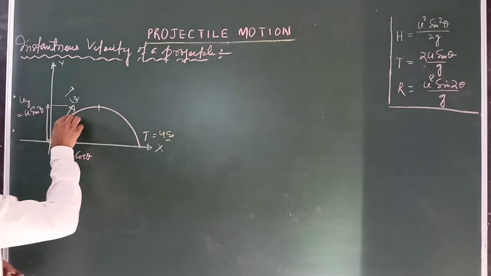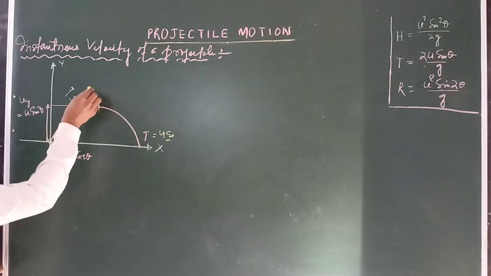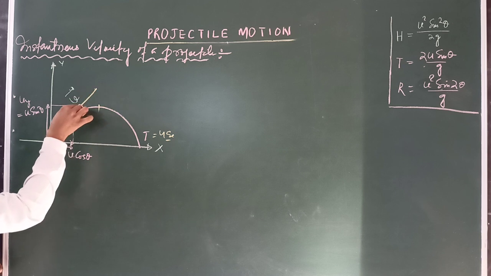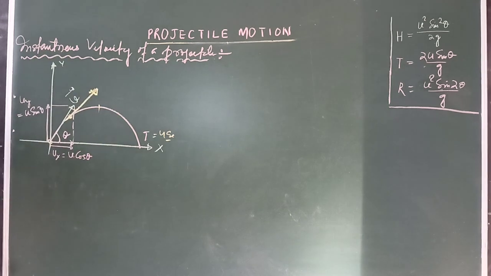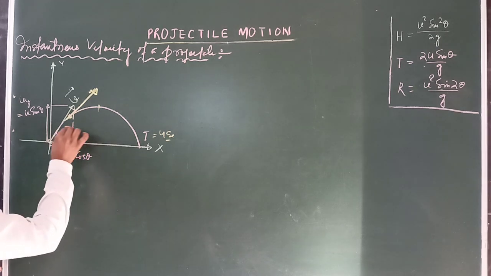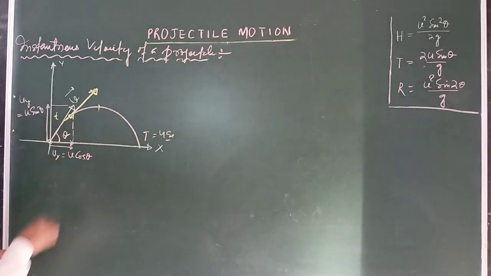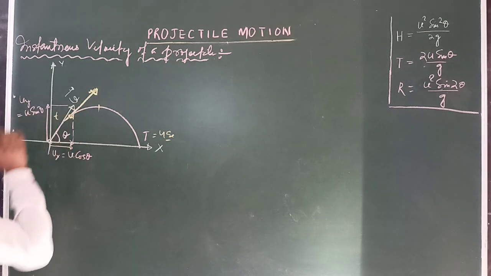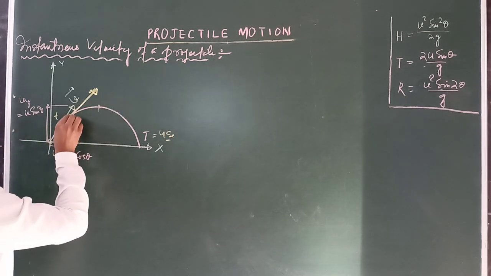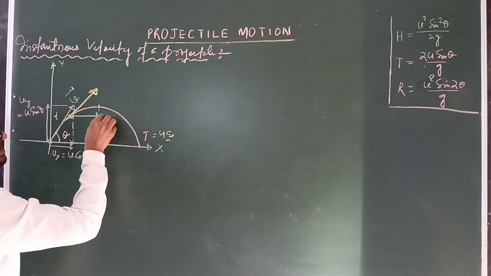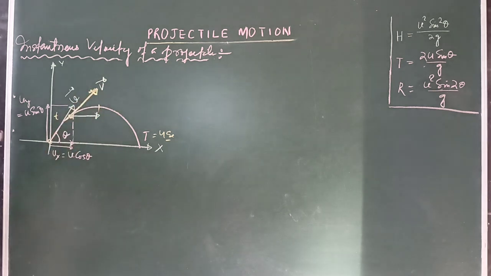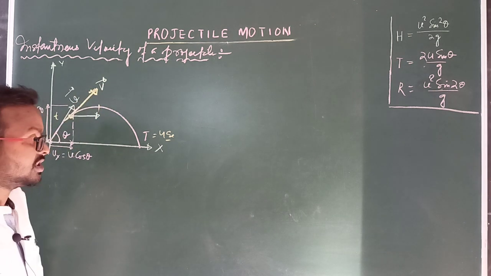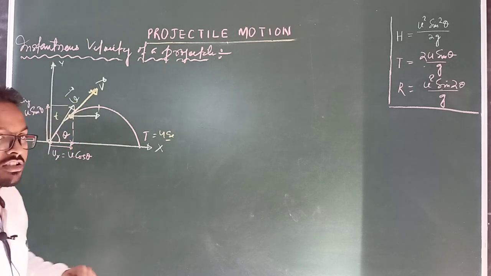Clear? So at this point, to find instantaneous velocity, first we have to draw the tangent. This tangent gives the direction of instantaneous velocity at a particular time. Clear? And the particular time is here, this time t. At this point, first we have to draw two rectangular components. Suppose this is velocity v, because the initial velocity is u and the final velocity is v. Why? Because we already discussed that acceleration is always in the downward direction, so speed decreases.